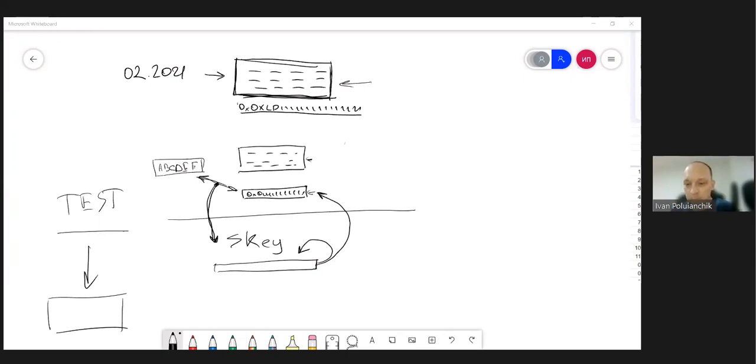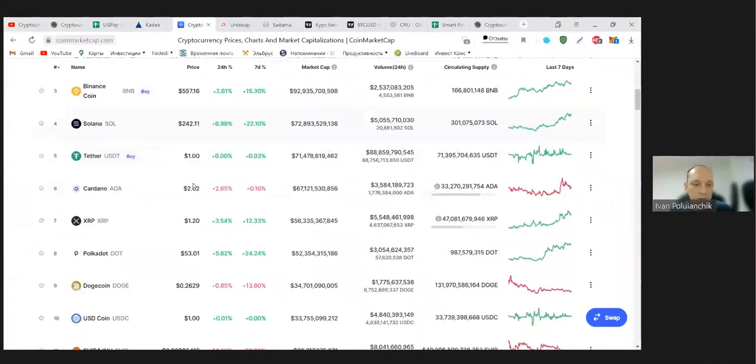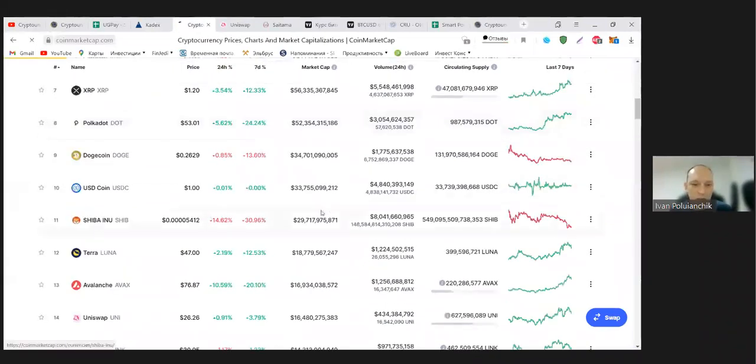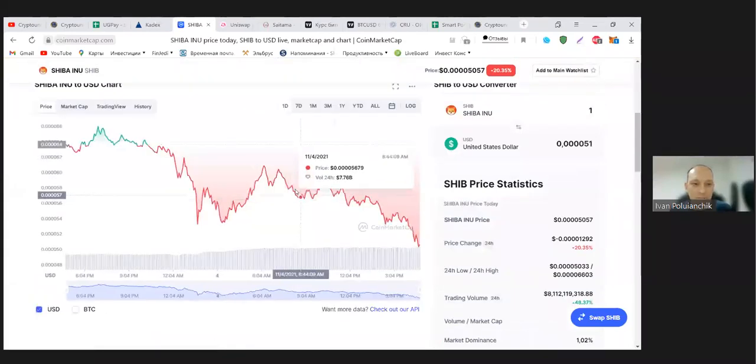And there is a question from the Spanish chat. Shiba Inu, is it a good coin? It's called Shiba Inu, I think. Just give me a second. So everyone is talking about this coin. Here it is.